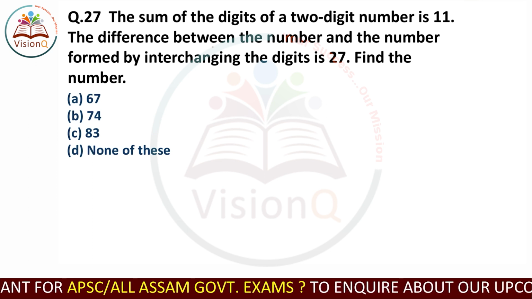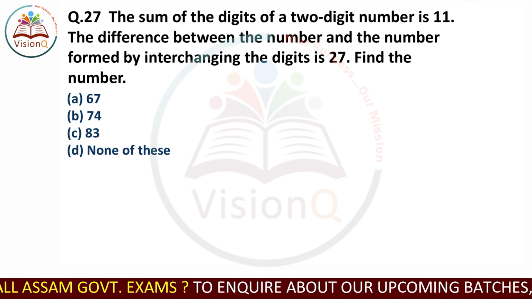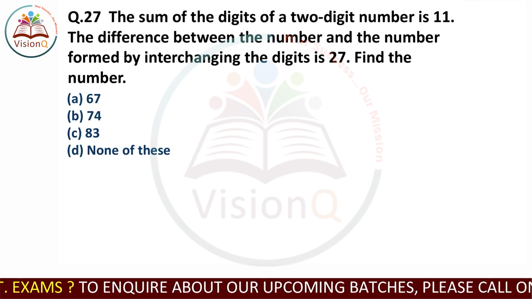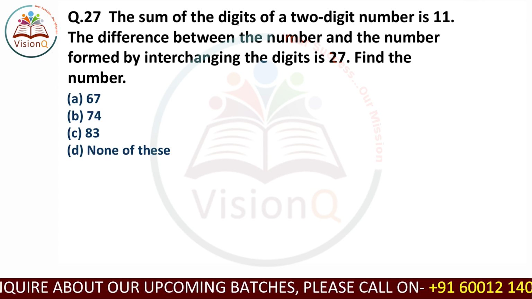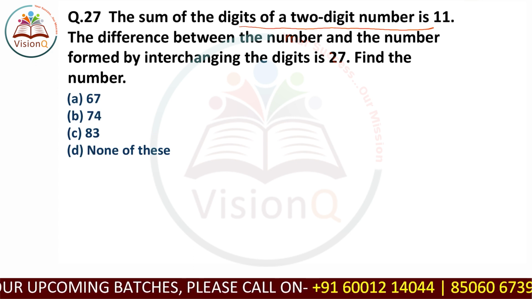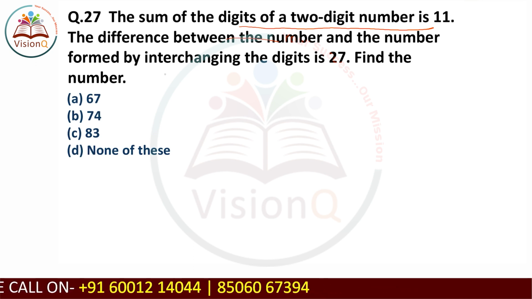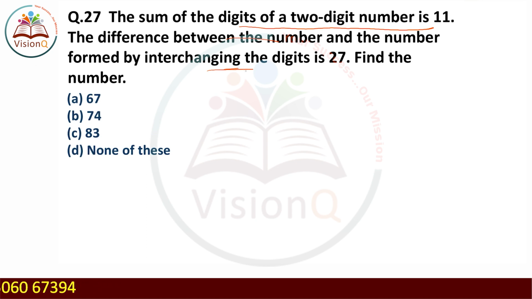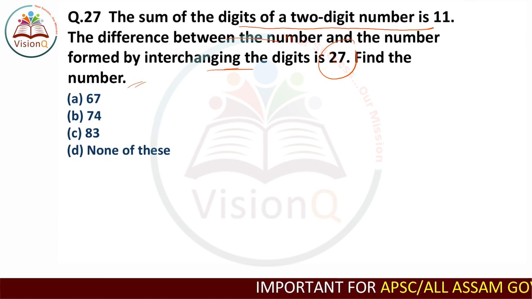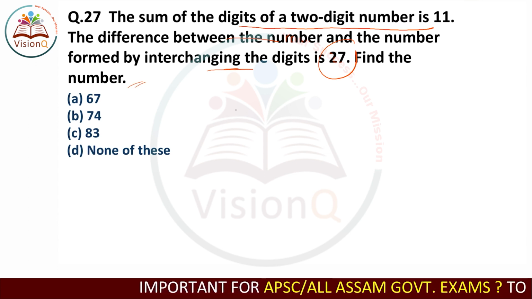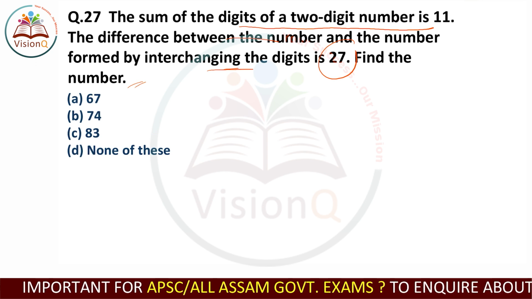A question based on a topic of number system, a question based on 2-digit numbers. Okay, see what to do here. The sum of the digits of a 2-digit number is 11. The difference between the number and a number formed by interchanging the digits is 27. If I reverse the digits, the difference of that number and the reverse number is 27. Find the number.